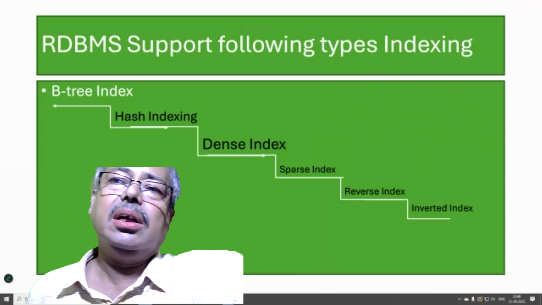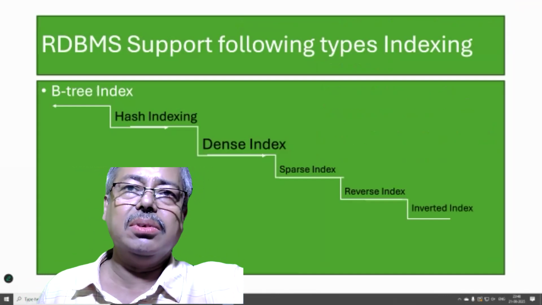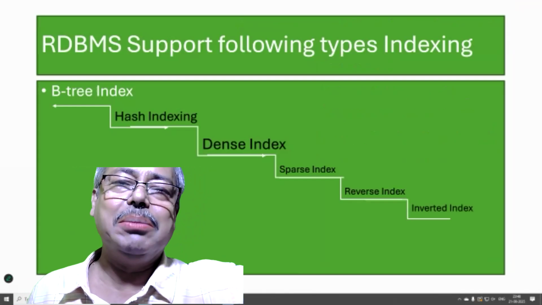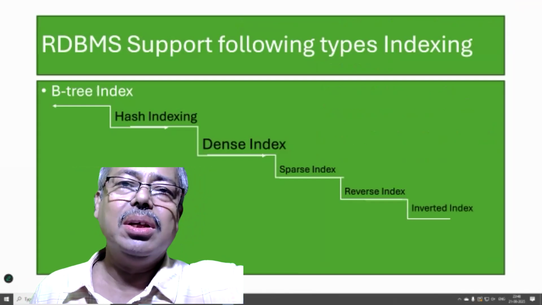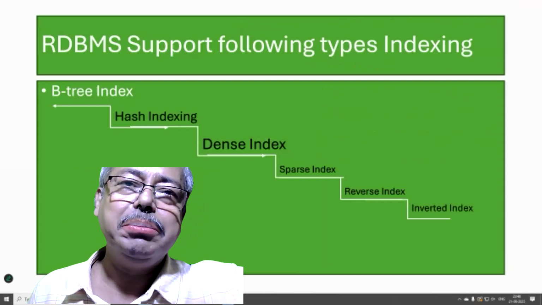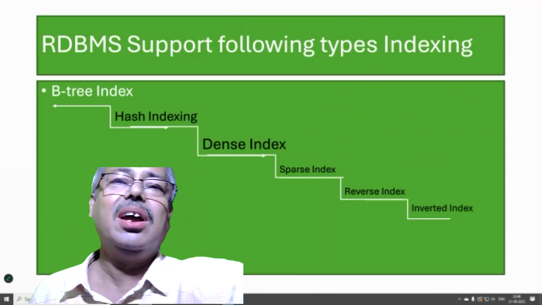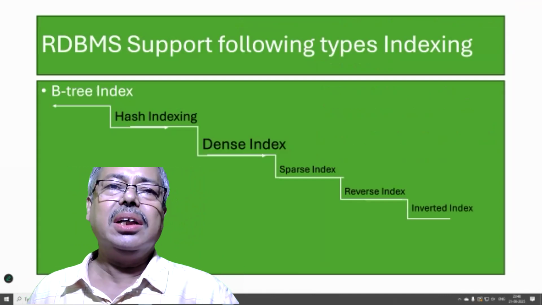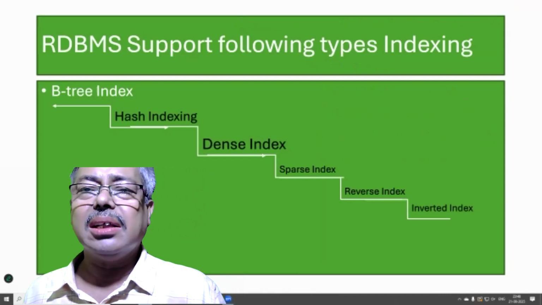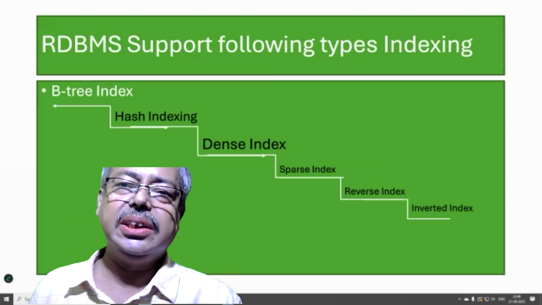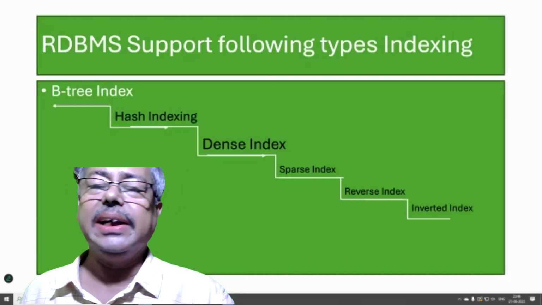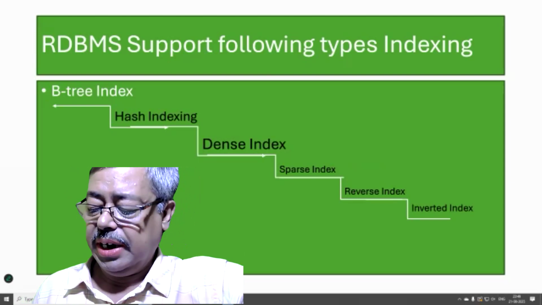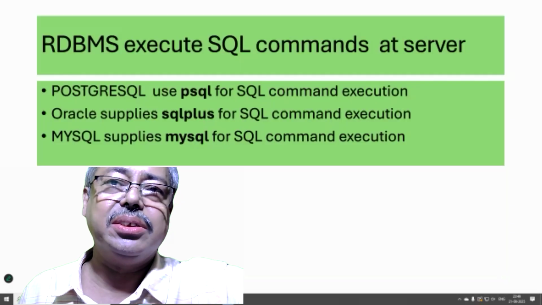Another, we will see indexing. There are so many indexings in the database. Among them, hash indexing and B-tree indexing are at the top position. Hash indexing requires less time. It is faster than B-tree indexing. And there are so many other indexings: dense index, sparse index, reverse and inverted index. In a later video, I will discuss in detail regarding indexing.